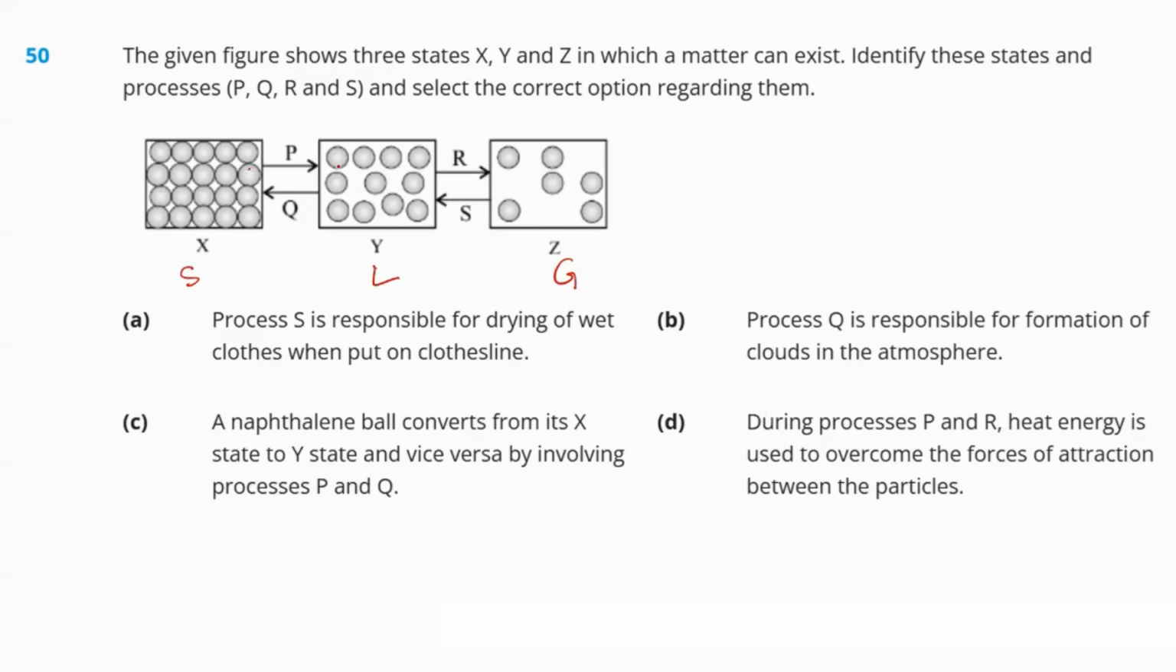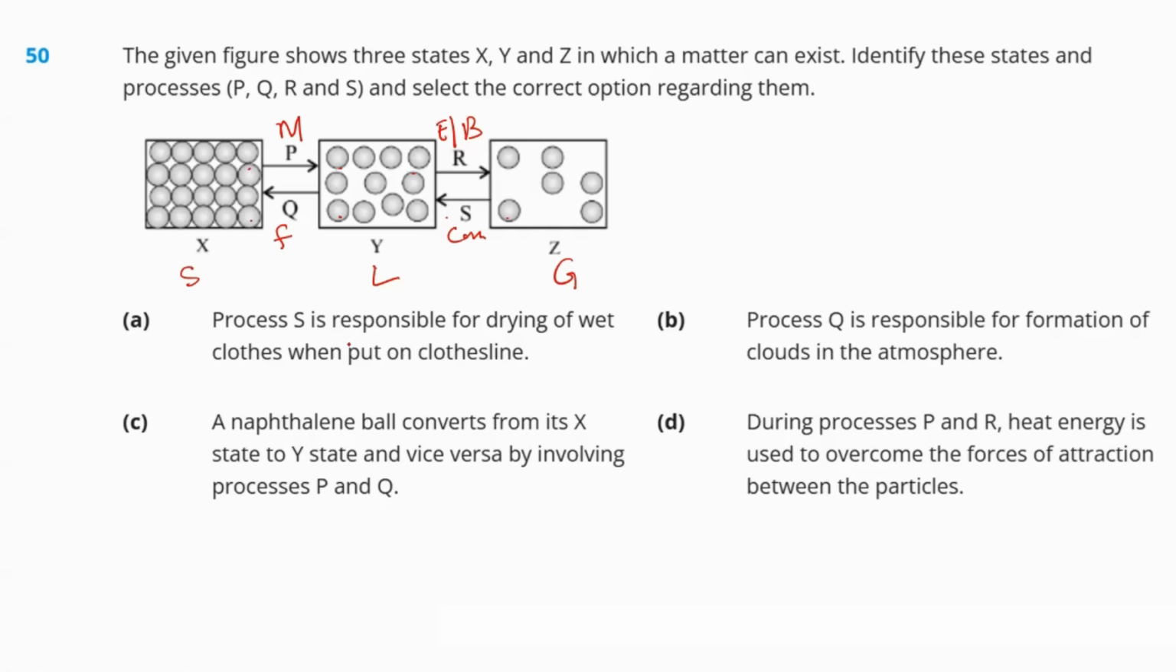So solid to liquid, this is melting. Liquid to gas, it is evaporation or boiling. Gas to liquid, condensation. And liquid to solid, this is freezing, right? These are the processes names. And now we need to find out which would be the correct option.